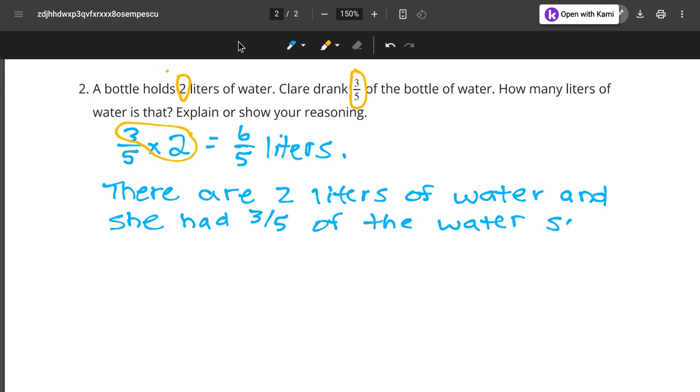So that is 3/5 of 2, or we can say 3/5 times 2. And we're also going to write what that equals by saying 6/5 liters. Okay, so that completes our number 1, where we have thought about it in the context of a word problem.